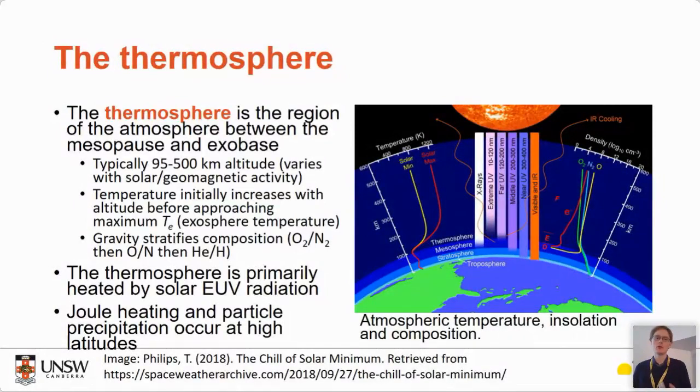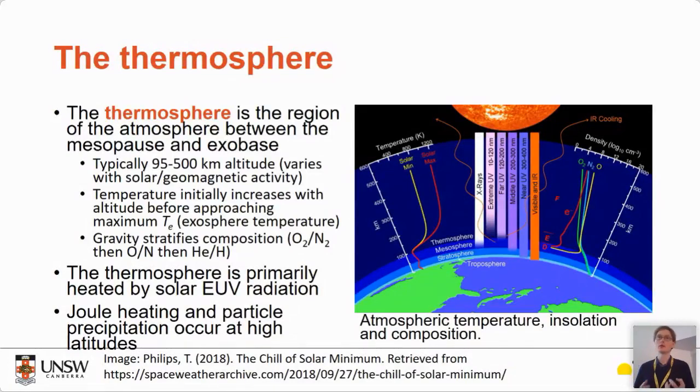Gravity causes a stratification in the composition in this region of the atmosphere, so that in the lower thermosphere, diatomic oxygen and nitrogen are dominant species, followed by monatomic oxygen and nitrogen higher in the atmosphere where satellites typically orbit, and then higher still, helium and hydrogen become dominant.